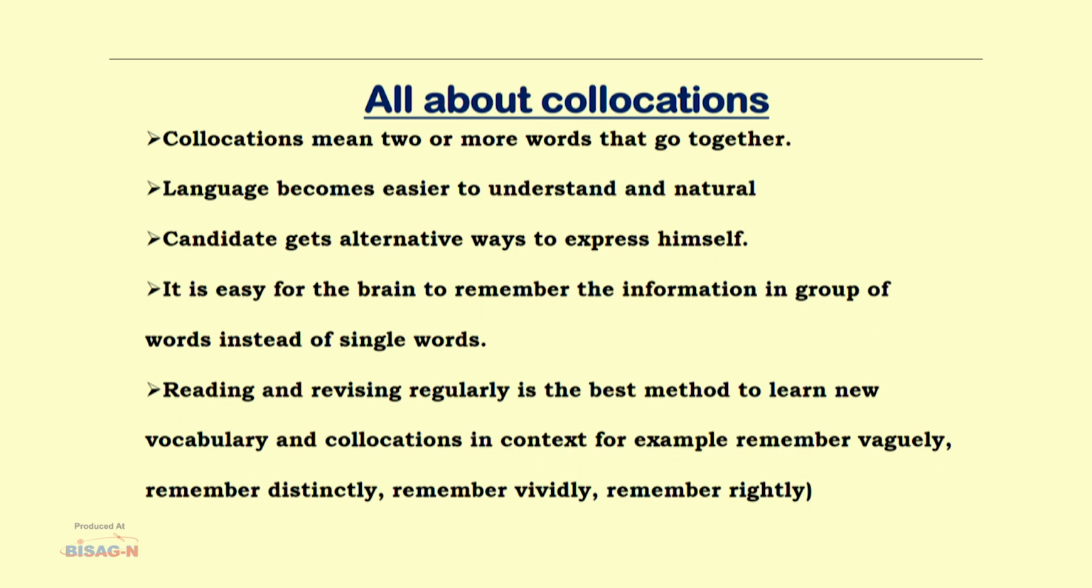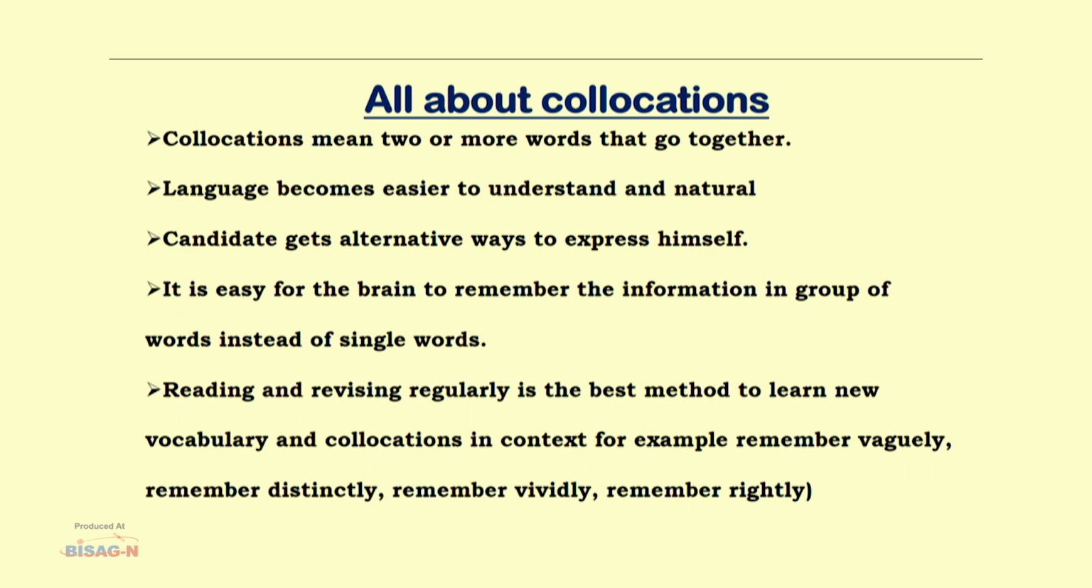So collocations are nothing but two or more words that are joined together to make sense in a sentence. Why do we use collocations? Language becomes easier to understand and natural. So when you use collocations in a sentence, you will see that the sentences become very natural. You are speaking somewhat like native speakers, and the sentences seem correct. Language becomes easier means the flow of the sentences is maintained when you use collocations.